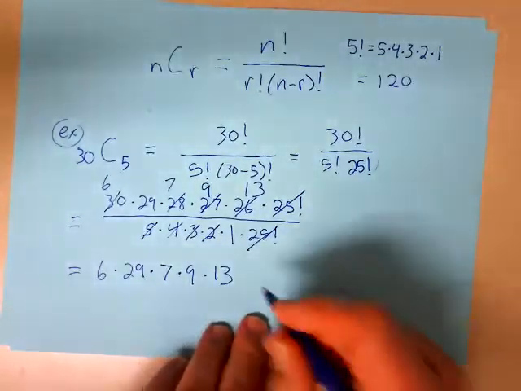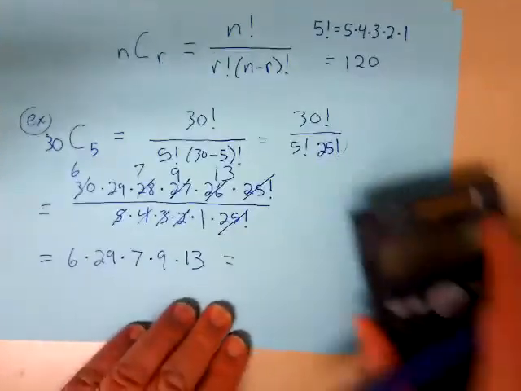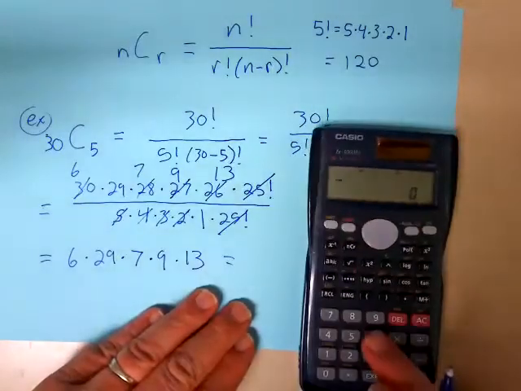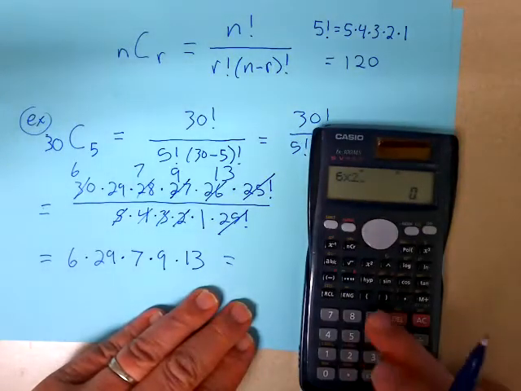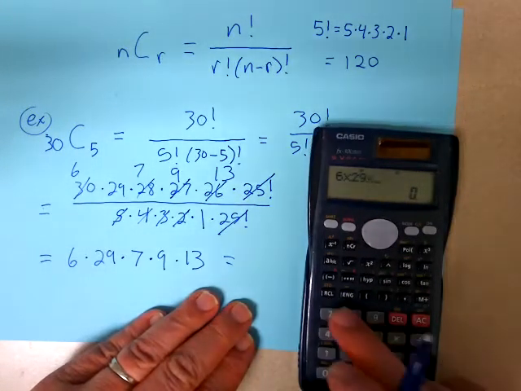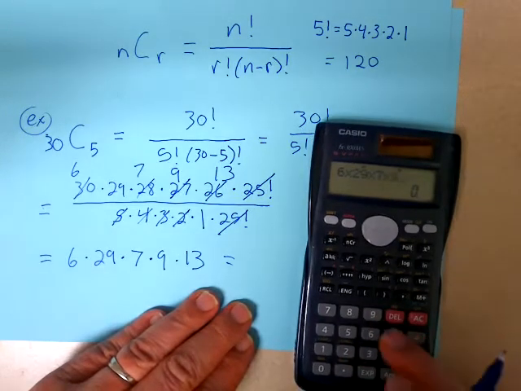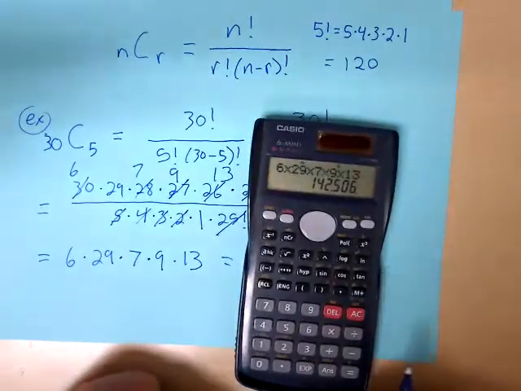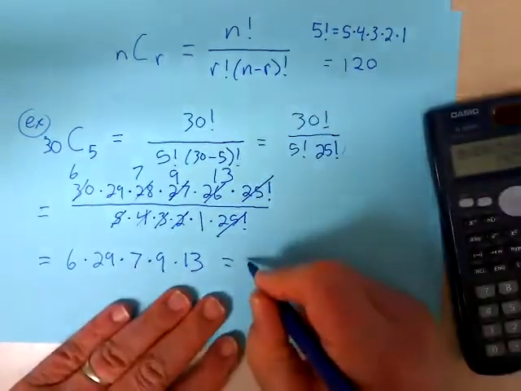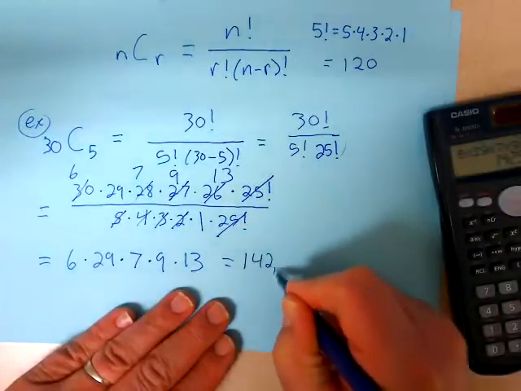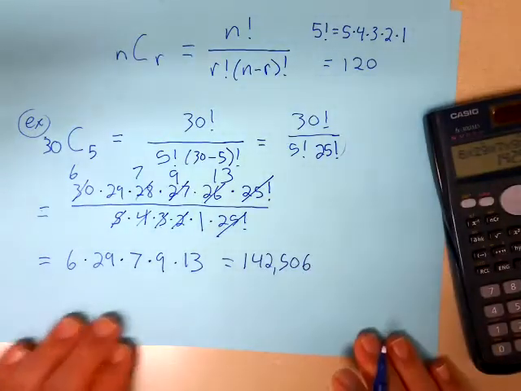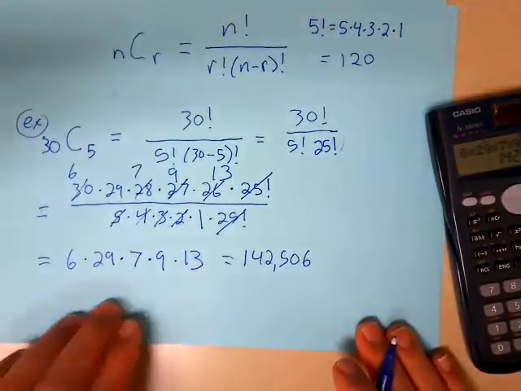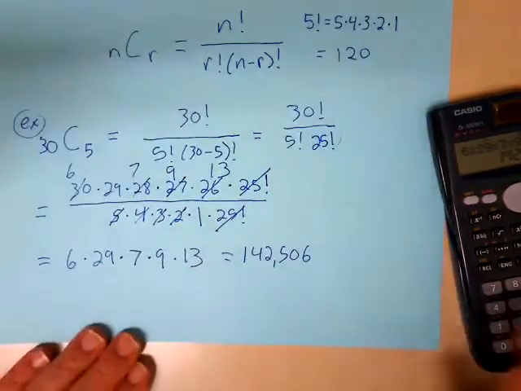And you're going to get a product of numbers in the end, and this will be 6 times 29 times 7 times 9 times 13. And I get 142,506, the product of those numbers, which you should recognize as the combination. Okay, so that's kind of how it's done by hand.